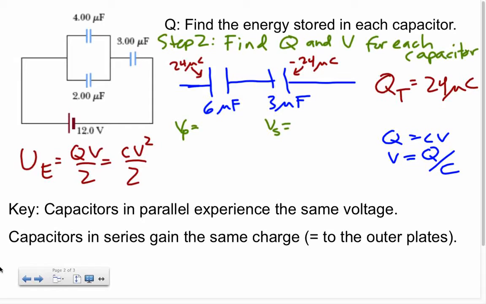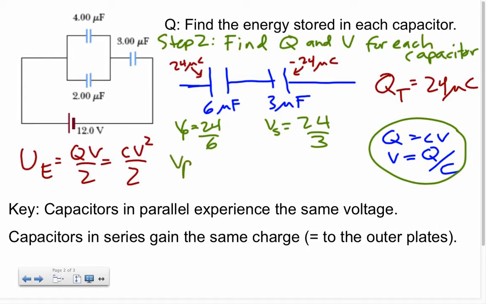Now the step is to find how much potential is across each capacitor. What's the difference in potential for each one? Well, we can just use this handy dandy simple relationship. So we got 24 over 6, 24 over 3. The potential across the parallel, which is the same for both, is 3 volts. Wait, 4 volts. And for here, it's 8 volts. Oh, hey, those add up to 12. That makes sense. So now we know how much potential is across each one.